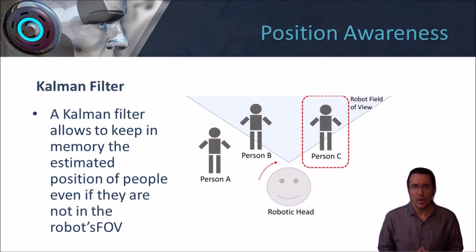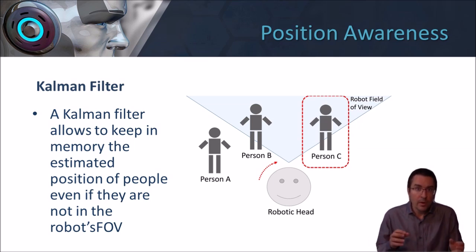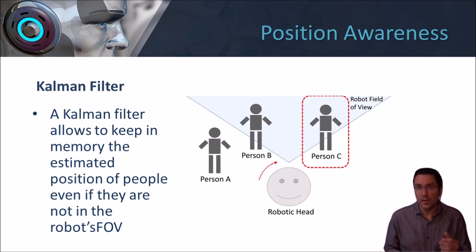The position awareness is very important for our system because the robot needs to have in memory the position of the people who are interacted with. To get a more realistic position, we use a Kalman filter. The Kalman filter helps to estimate the position of the people who were moving when they have interacted with the robot.